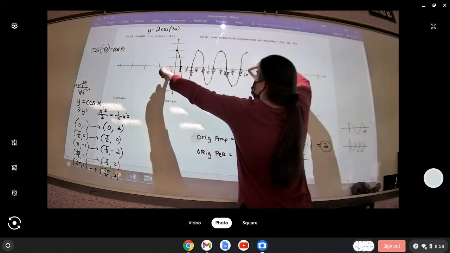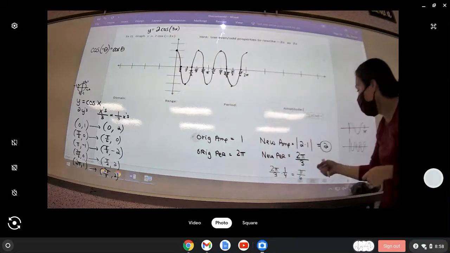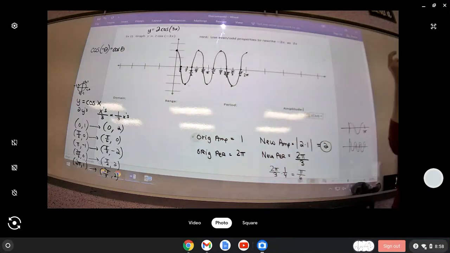So you see, from 0 to 2 pi, guys, it gets 3 cosine waves now because you've literally taken your period and you've chopped it into thirds. So now it takes a third of what it used to create one cosine wave. So we will fit 3 times as many cosine waves in the original period.